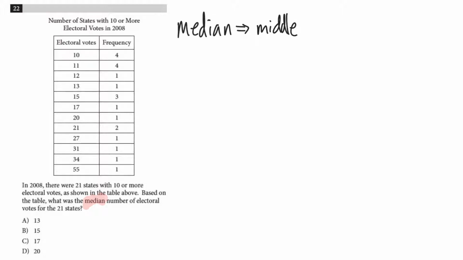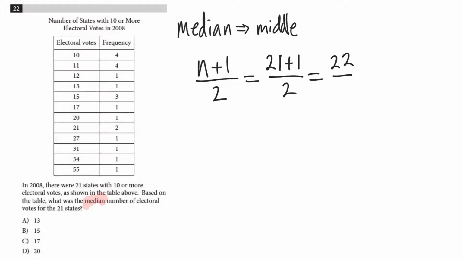nth term that's in the center of the data, the middle of the data, we are going to take the number of data plus 1 divided by 2. That's going to be 21 plus 1 divided by 2. 22 divided by 2, 11. So the 11th data point will be the median value for this data set.